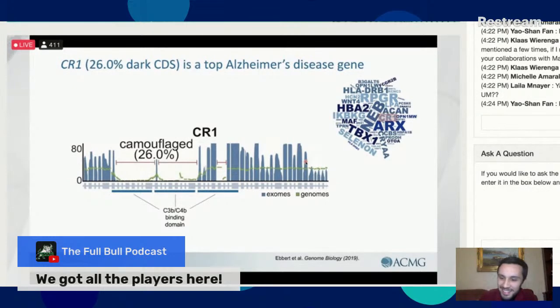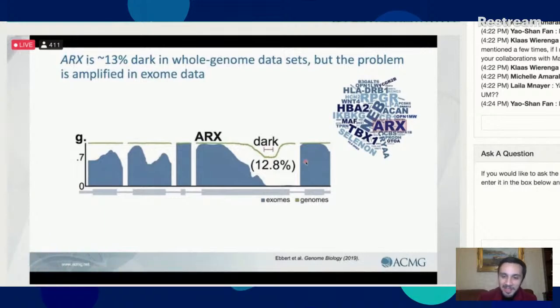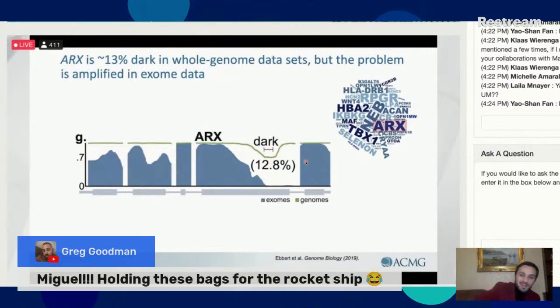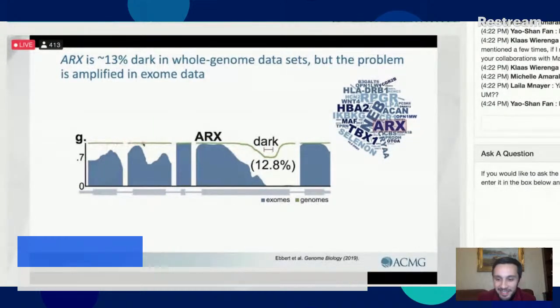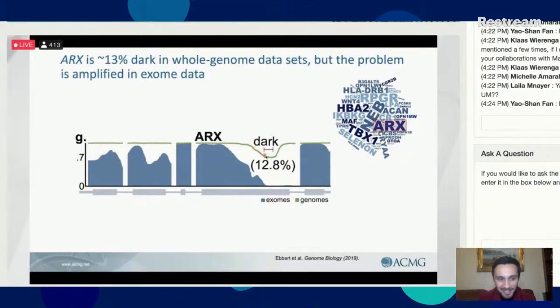And then, all the other genes that we showed. I also wanted to briefly show ARX. It's about 13% dark in whole genome data sets. If you look at the green line, you're going across the gene. It's complete coverage. But then in this one region, it dips.